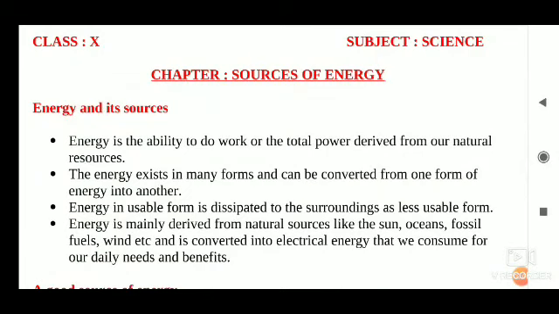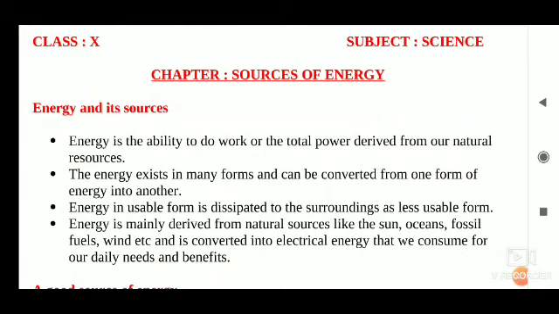Before beginning the chapter, we should know what is energy. You have studied in class 9th energy and its various forms. Energy can be defined as the capacity or ability to do work, and according to the law of conservation of energy, energy can neither be created nor be destroyed.